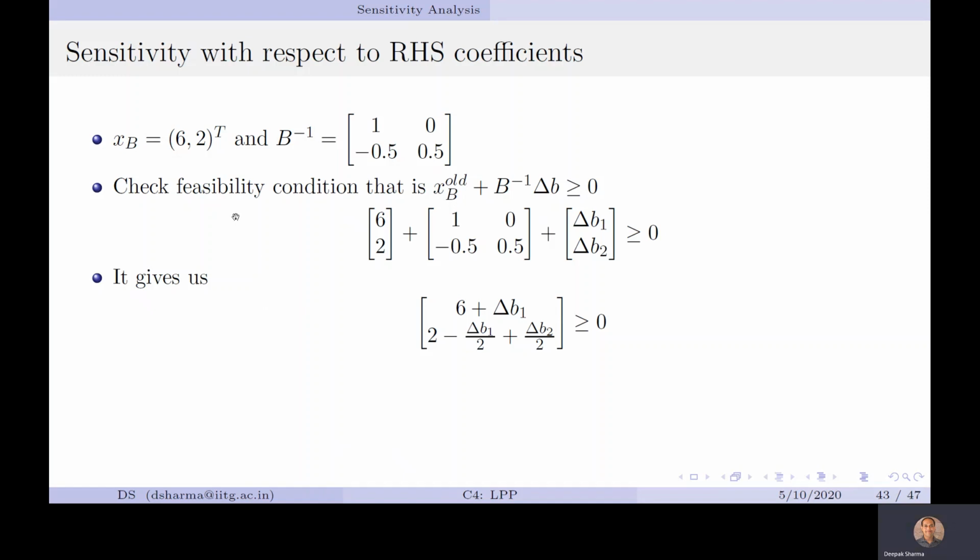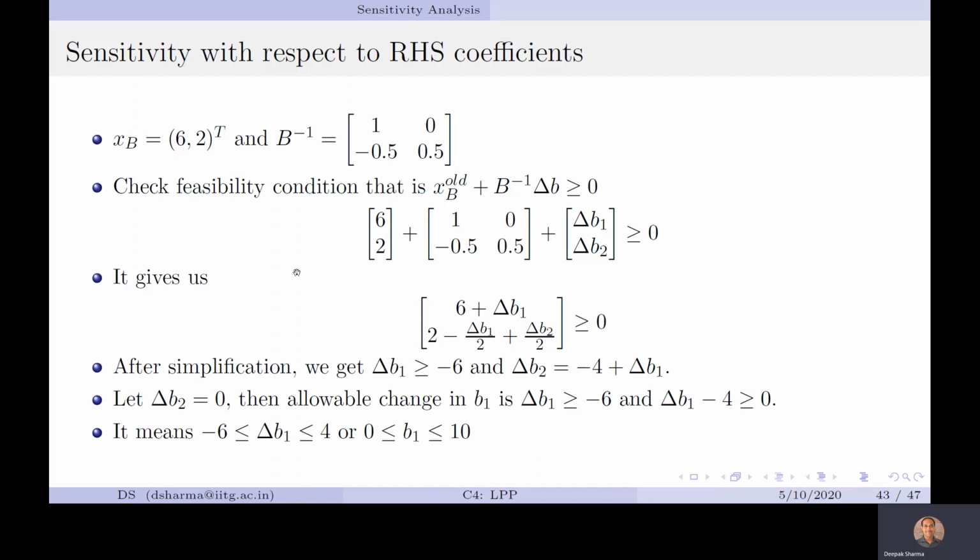Now check the feasibility condition, that is xb old plus b inverse delta b. If I put all these values, xb old is already 6 and 2, and b inverse, so that is not plus, it should be the multiplication. So consider this as a multiplication. So it will give me 6 plus delta b1, and in the second row 2 minus delta b1 divided by 2 plus delta b2 divided by 2. That should always be greater than or equal to 0.